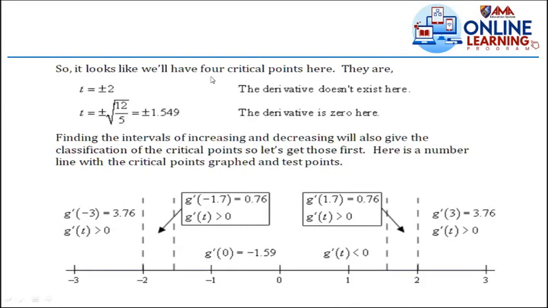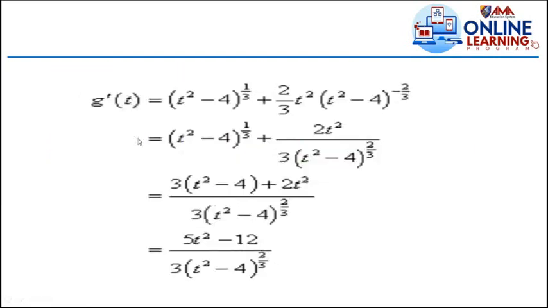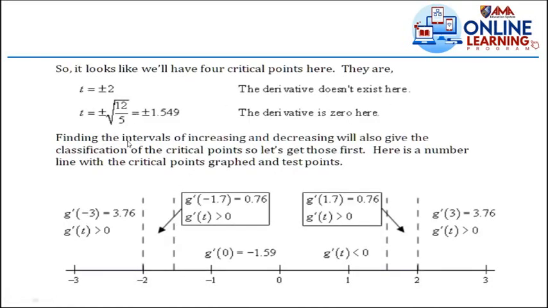So it looks like we'll have 4 critical points here. They are t is equal to plus or minus 2. When we simplify this, then the 5t squared minus 12, so t squared is equal to 12 all over 5. t will be the square root of 12 all over 5, and that is plus or minus 1.549. Finding the intervals of increasing and decreasing will also give the classification of the critical points.